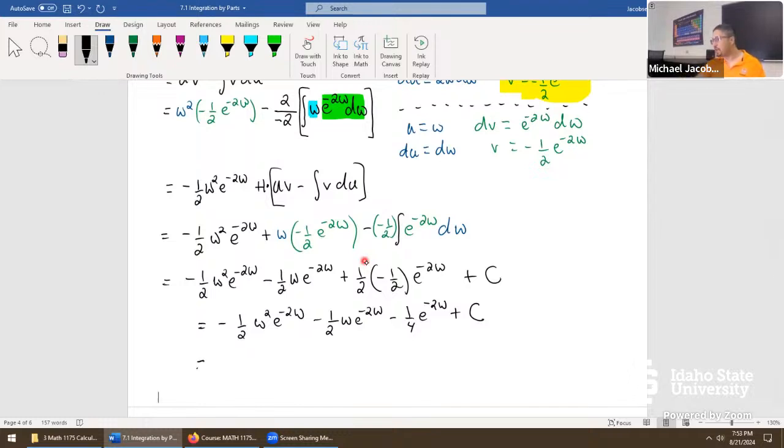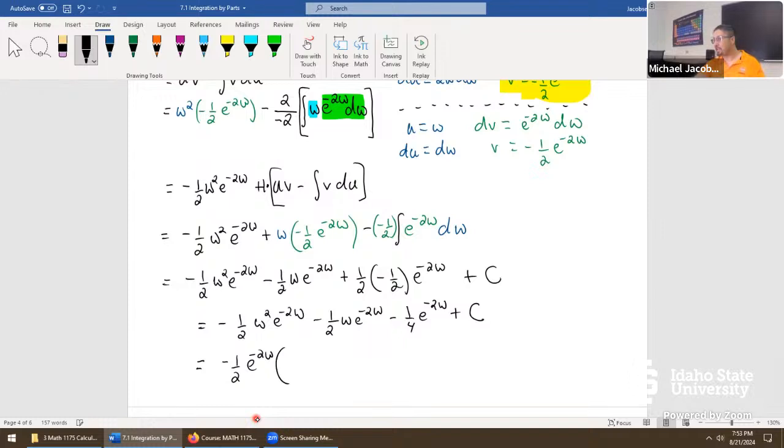But if you format your answer like, say, this, factor out a -1/2. Let's see, we also can take out e^(-2W). Then this is just a nice stylistic way to format your answer. Never required, but sometimes the back of the book does do these kinds of things. And so sometimes it can be of value.